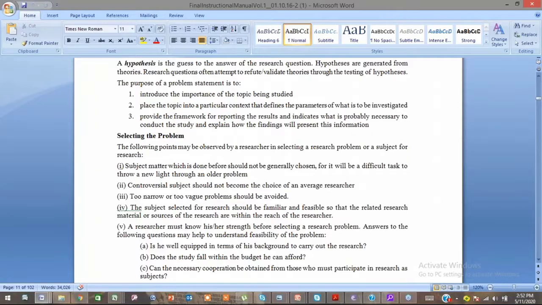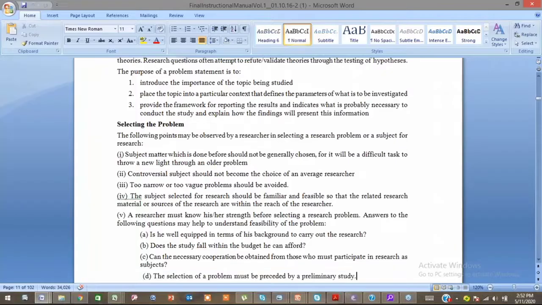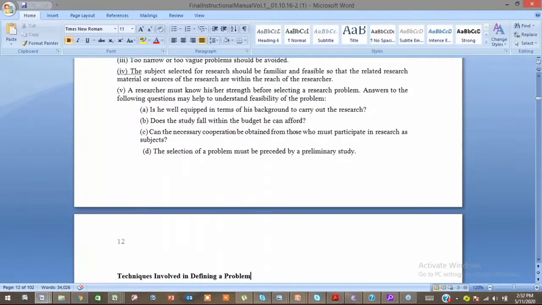A researcher must know his or her strength before selecting a research problem. Answers to the following questions may help to understand the visibility of the problem. You must understand your strength. If you are not too good in statistics, you must not choose a research topic that would involve a lot of statistical data analysis. A, is he well equipped in terms of background for the research he is carrying out? Does the study fall within the budget he can afford? Even money too. If the research work will involve so much money, you might need to reconsider.